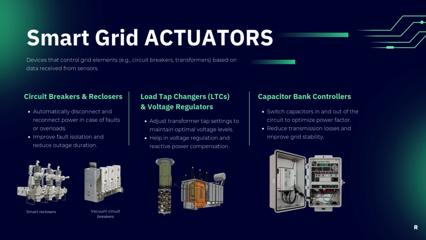Okay. Then we have capacitor bank controllers, which will switch capacitors in and out of the circuit to optimize power factor. Originally, power plants were using DC during the time of Thomas Edison. Now we're using AC more frequently, but because of the use of other green energy, we went back together with AC. Now we also have DC.